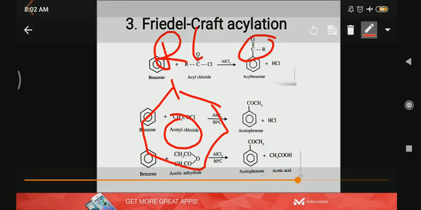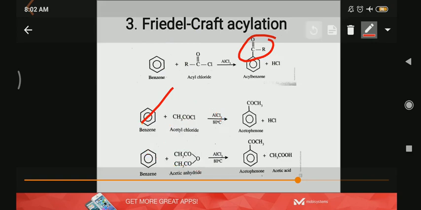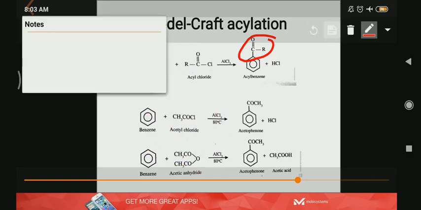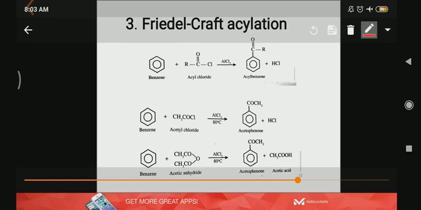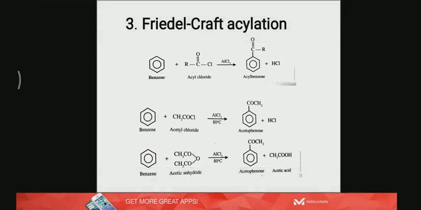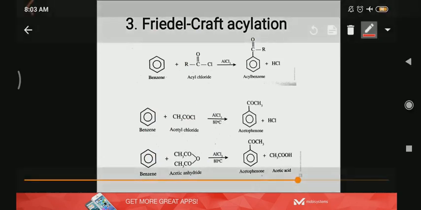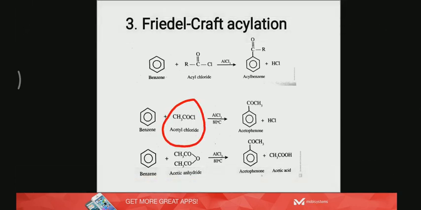Now, this is a general example. A specific example we can see down. If benzene is treated with acetyl chloride, CH3COCl, or ethanoyl chloride, that is the IUPAC name, in presence of AlCl3 at a little high temperature, you get acetophenone as the product. This is acetophenone. IUPAC accepted name, or it is acetyl benzene.